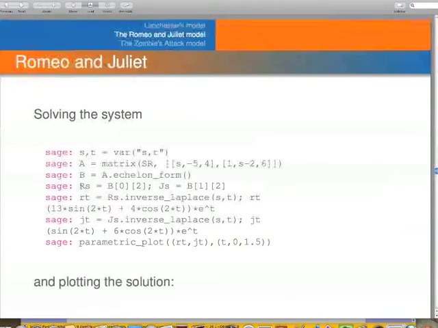That's going to be R of S and J of S. I'm just denoting them by RS and JS, but that's R of S and J of S. Now we take the inverse Laplace transform of R of S, and we get R of T. There it is right there. That's Romeo's love for Juliet. And do the same thing for J of S, and we get Juliet's love for Romeo.